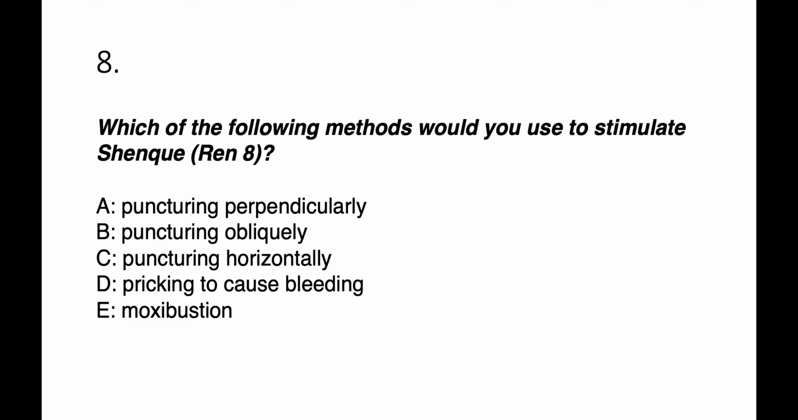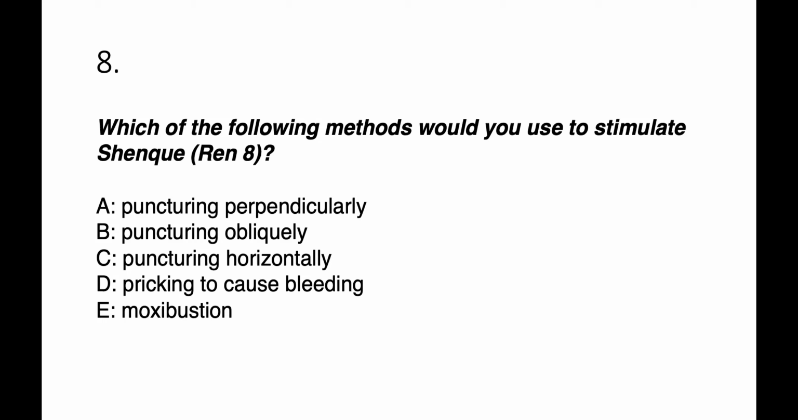1.5 cun below. Ren 4 is between Ren 2 and Ren 6. Three cun below the navel is Ren 4, and 1.5 cun below the navel is Ren 6. Practice that. Okay? Ren 6.